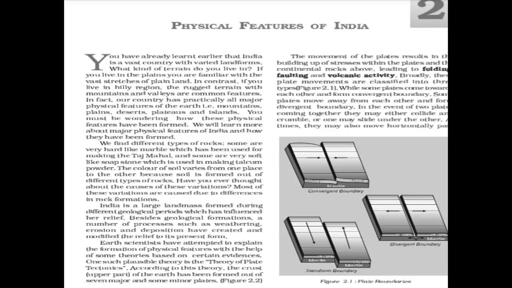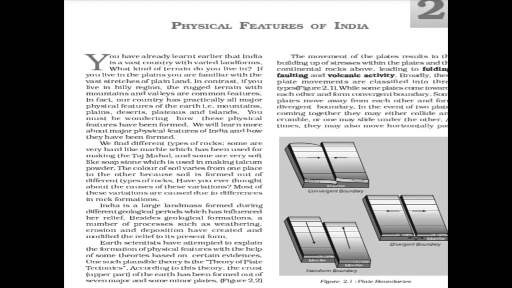Many scientists have given theories to explain the physical features. One such theory is the theory of plate tectonics. The outer shell of the earth is known as plates. We have seven major plates and some minor plates. These movements have resulted in folding, faulting and volcanic activity.